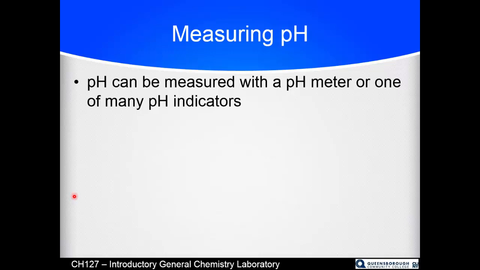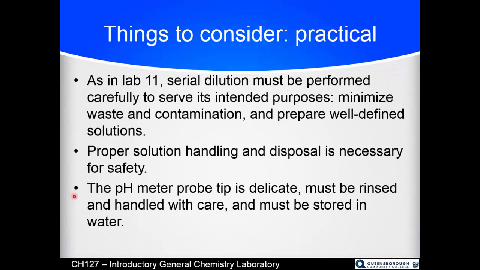pH can be measured a variety of different ways. You could use a pH meter, you could use a pH indicator. We're going to try a few in the lab and see if they match or not. Things to think about as you perform the lab: just like in lab 11, we do a serial dilution in this experiment.